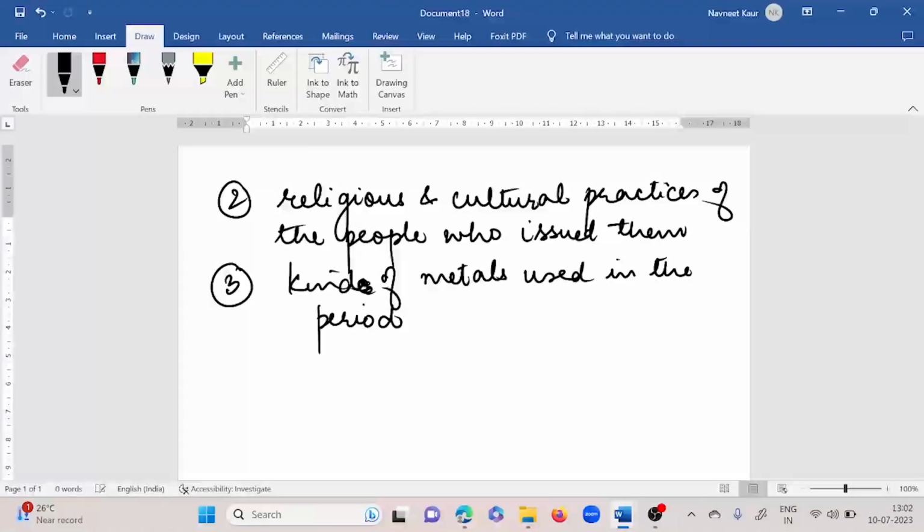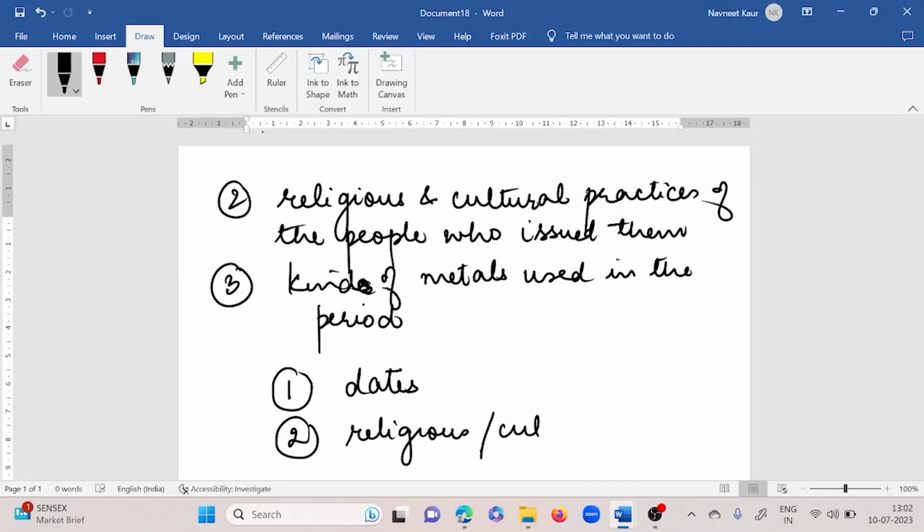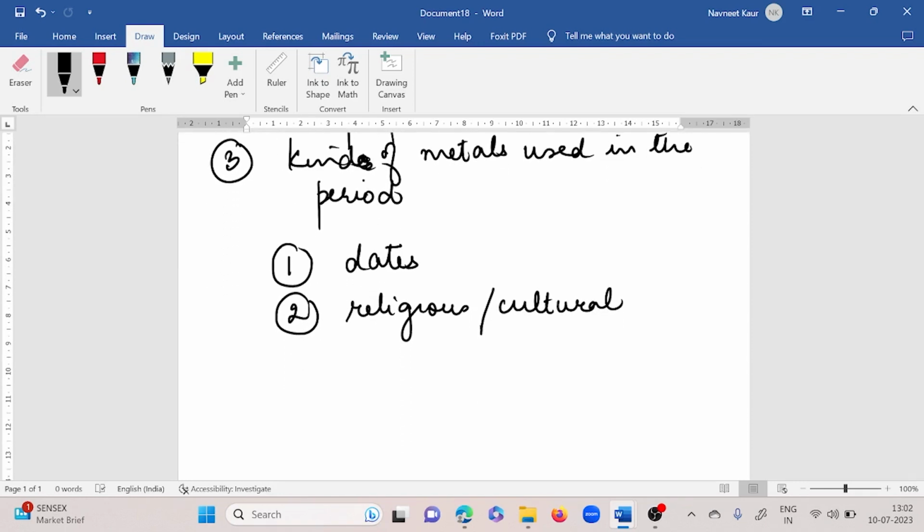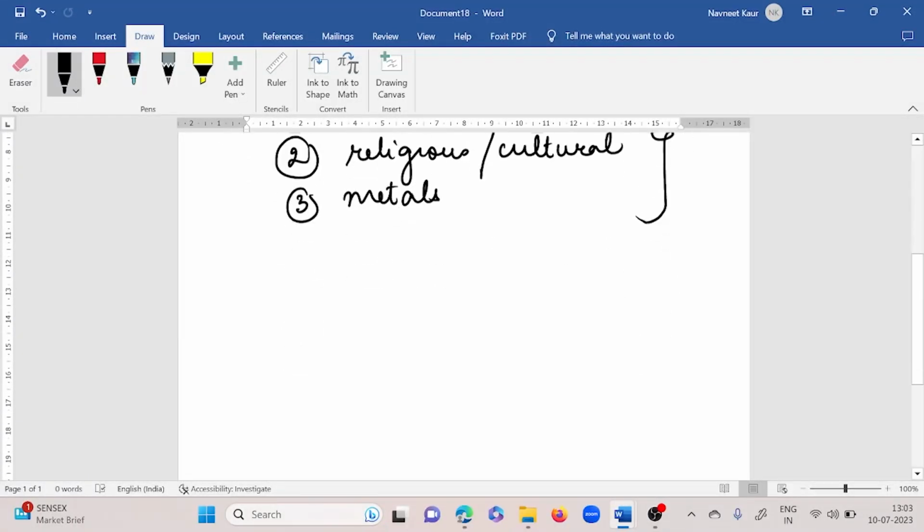So why are coins important? Number one, they provided us with the dates of several dynasties. Number two, they tell us about the religious and cultural practices of that time, and about the metals that were used in those days. So for these three reasons, coins are important. The study of coins was important, right? I hope this is clear. Let's come to artifacts now.